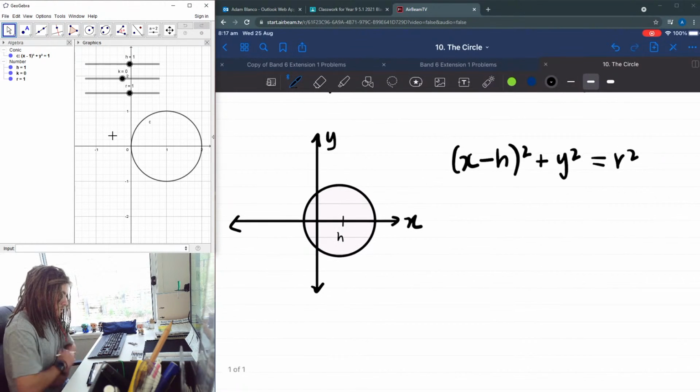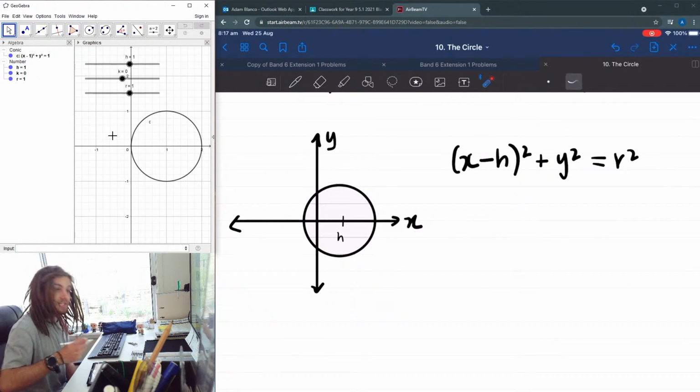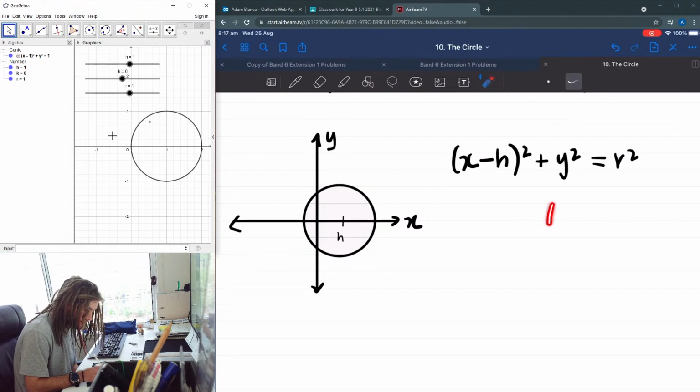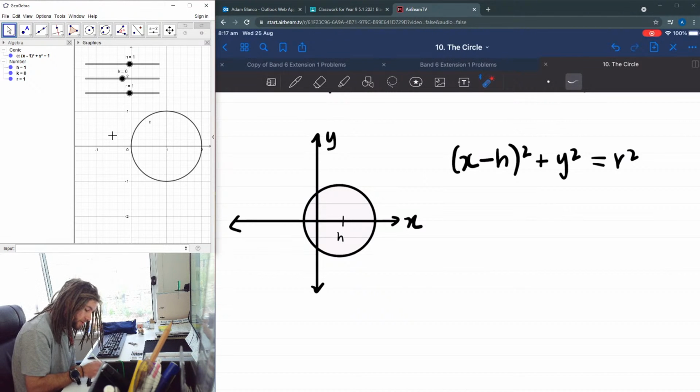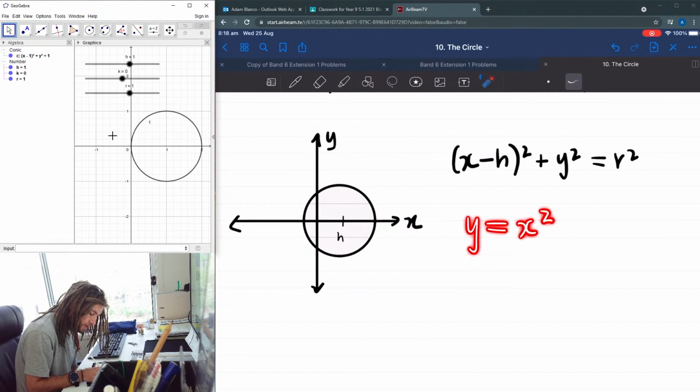Now, before, if I wanted to move things up and down, what I was doing was adding a plus c on the end of things. But what I was trying to say at the end of one of the videos was, okay, well this is y equals x squared. If I wanted to move that up, I write plus c.